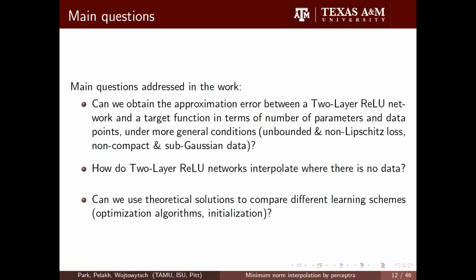And lastly, if we obtain some theoretical results, what can we use them to analyze, for example, the implicit bias I just mentioned? For example, how can we compare different learning schemes, and which optimization algorithm has which kind of implicit bias? Those kinds of things will be answered in our next part.